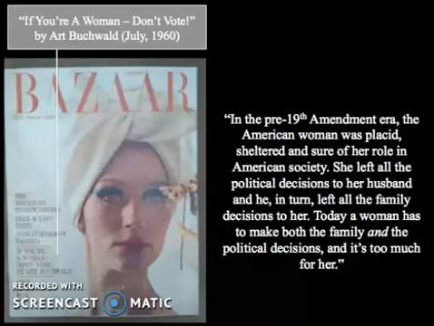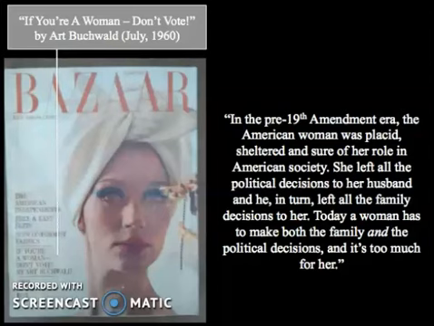Other ways that they talked about women were encouraging them not to vote and not be involved in politics. And it's really crazy because you have, not 60 years earlier, women fighting with their lives to protect their right to vote, and magazines then coming out in 1960 saying, if you're a woman, don't vote.